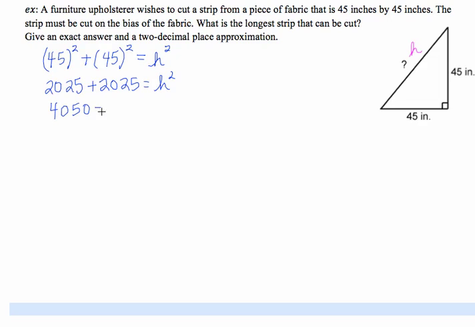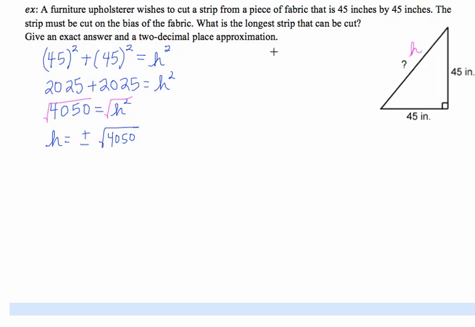And then to solve for h, we can take the square root of both sides. So h would be plus or minus the square root of 4050. Of course, we're going to ignore that negative answer because a negative number would not make sense in an applied problem such as this. Now let's see if that simplifies.